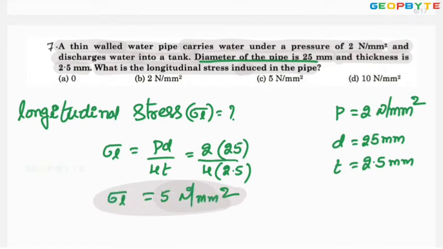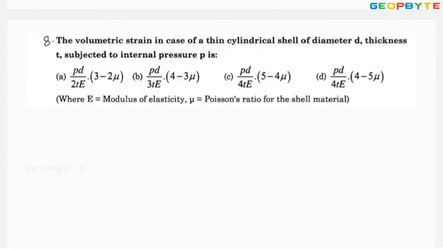Therefore option C, look at the option C. Option C is absolutely correct. I hope you got my point. 5 Newton per mm square. Let us take one more problem. Look at the next problem.